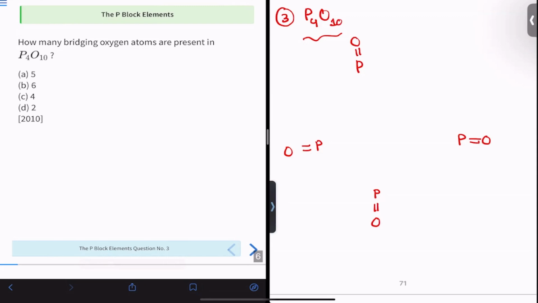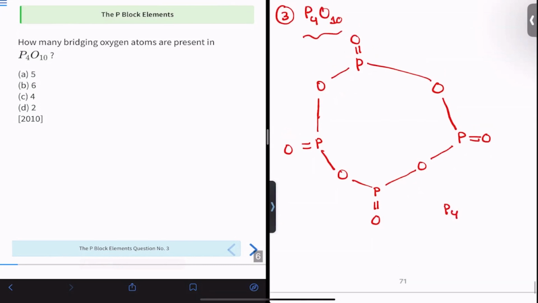Then how many oxygens are you left with? 6 more oxygens you are left with. Again, give one oxygen to each. See guys how I am drawing. This is the easiest way you can draw. One oxygen atom each. So how many oxygens are you left with now?